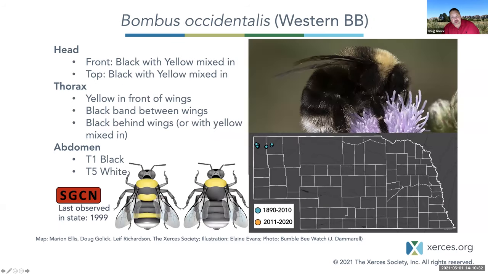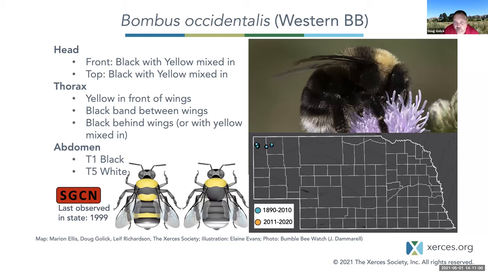Now, this is not a cuckoo bumblebee, but it has very similar color patterns to the others. This is Bombus occidentalis. And this is one we've only ever found in the two upper northwest counties of the state, Sioux County and the county that Chadron is in. We found a few spots out there as well. This is one of special concern across the nation, and in Nebraska it hasn't been collected very much, just in a few spots. This is our white-tailed bumblebee.